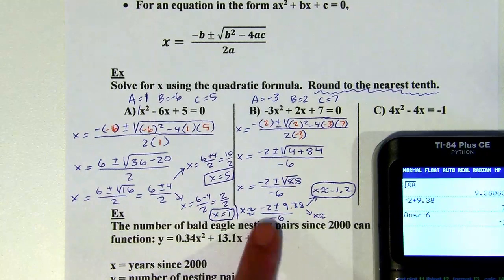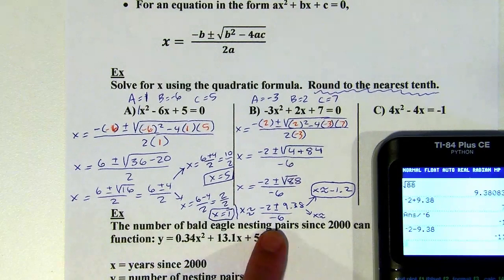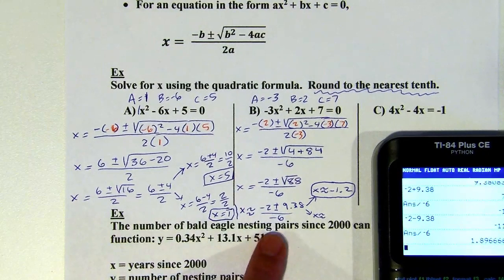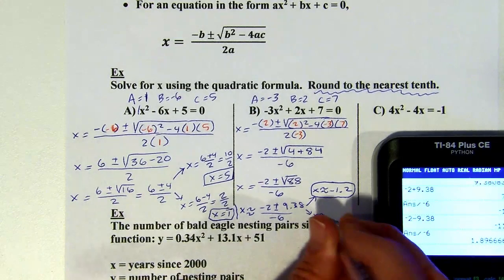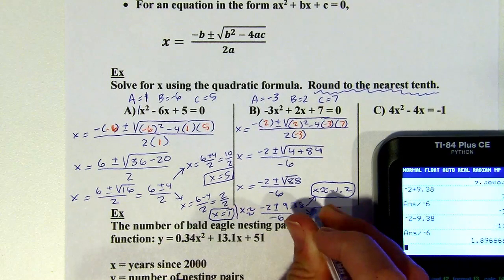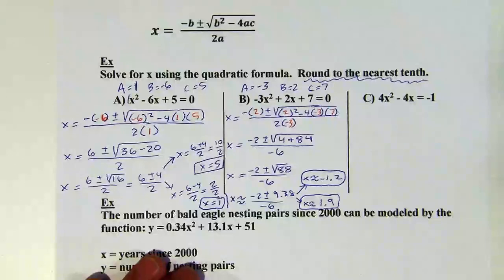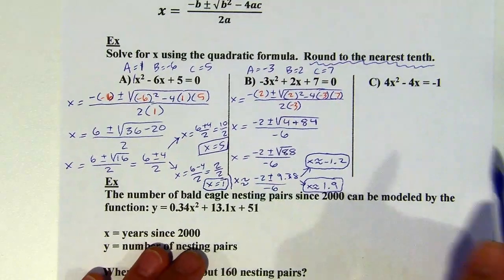And then if I do negative 2 minus 9.38, and then I'll divide by negative 6, and I'll round that to 1.9. Okay, and there are my two solutions rounded to the nearest tenth. Okay, all right, let's try another one here.